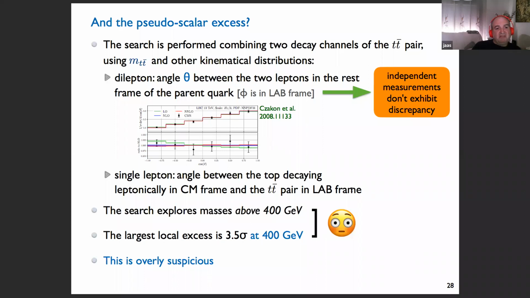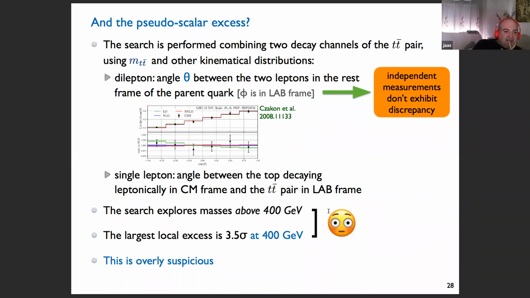And also in the single lepton channel, they use the angle between the top decaying leptonically and the TT bar momentum. This would correspond to an isotropic distribution in case you produce a scalar. Well, I don't have plots for this.